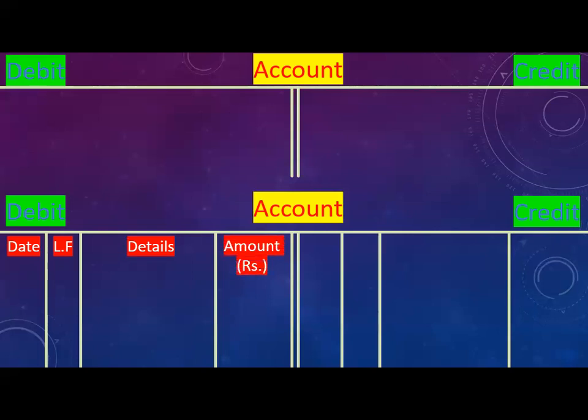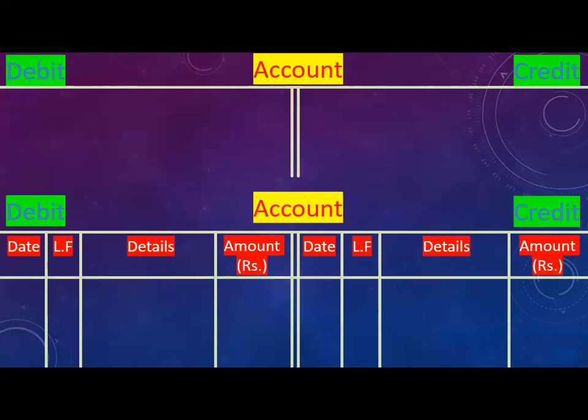So what are the 4 columns on the debit side, my dear? Date, ledger folio, details, and amount. Likewise, the credit side also has the same columns again: date, ledger folio, details, and amount in rupees. So this is the real account.